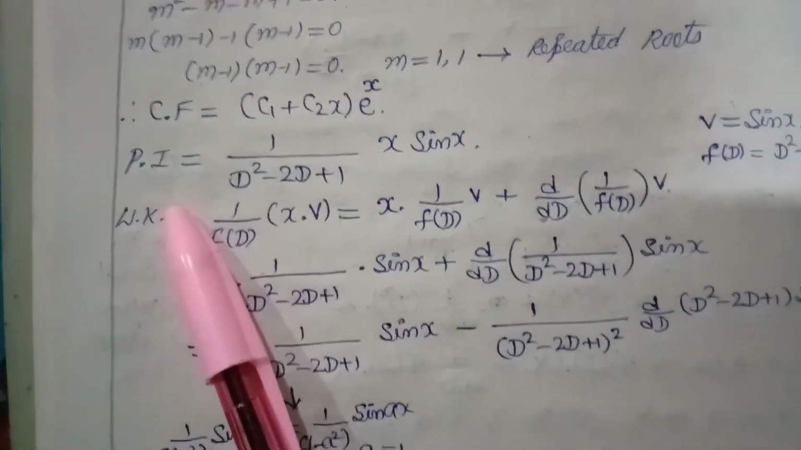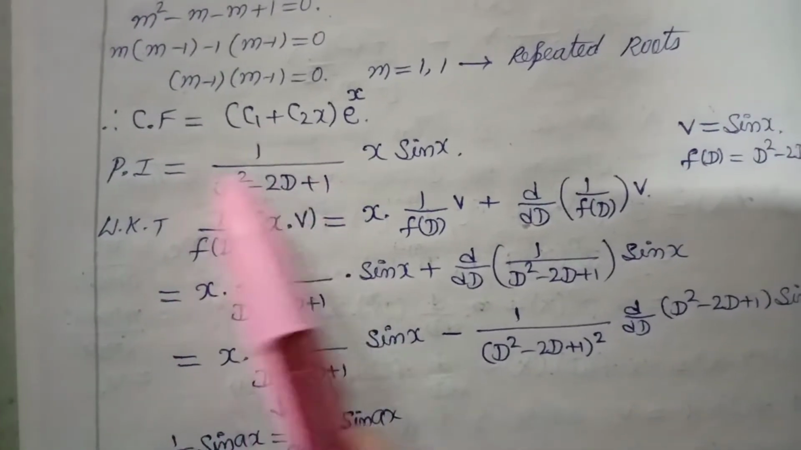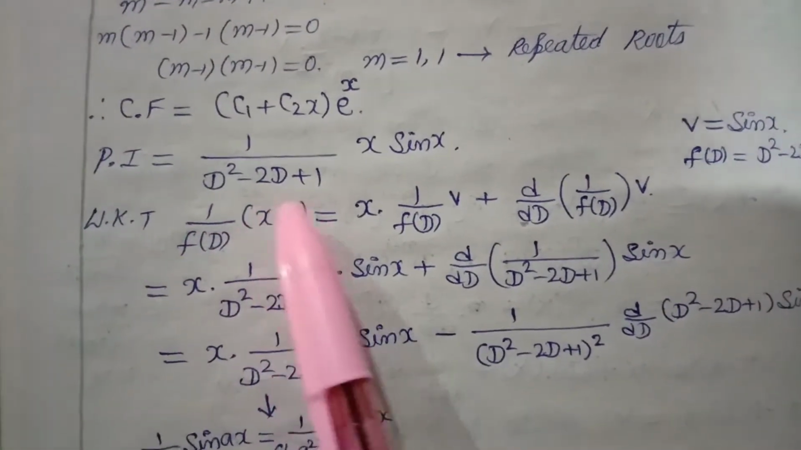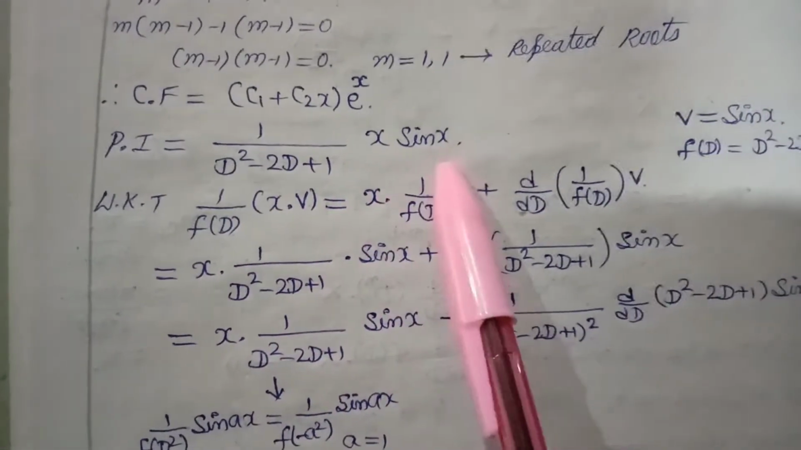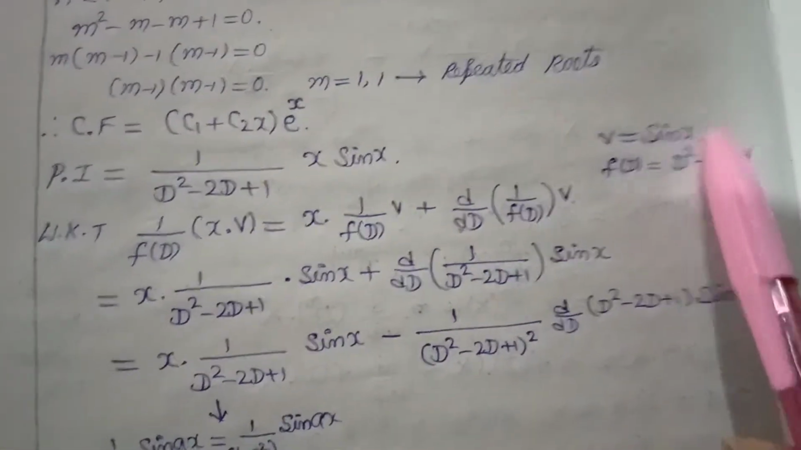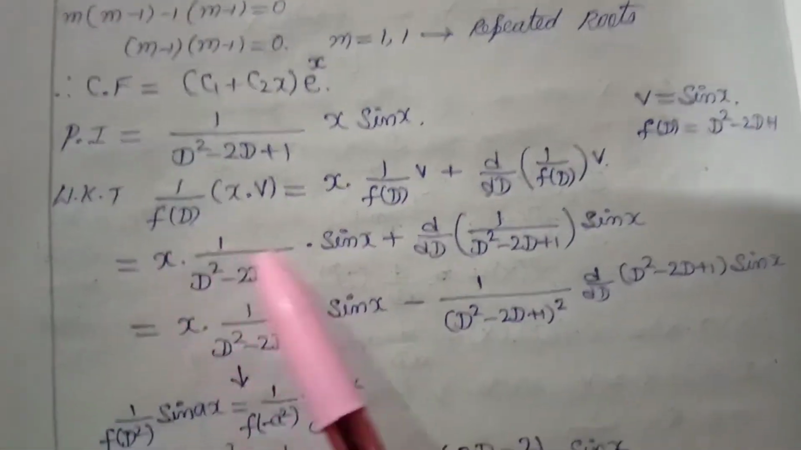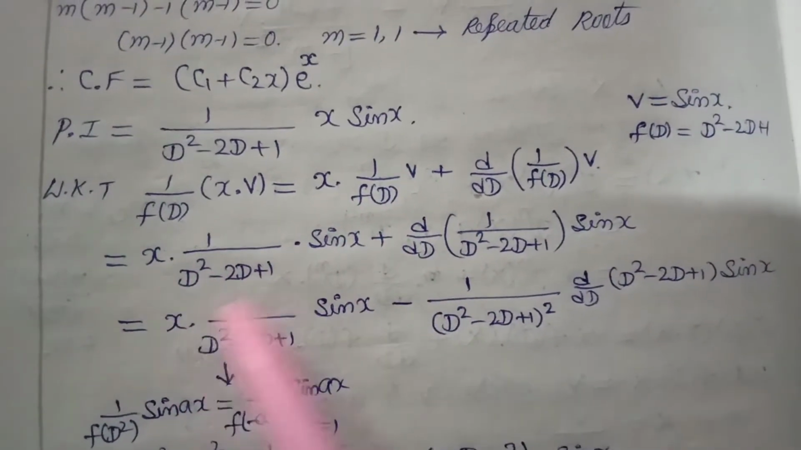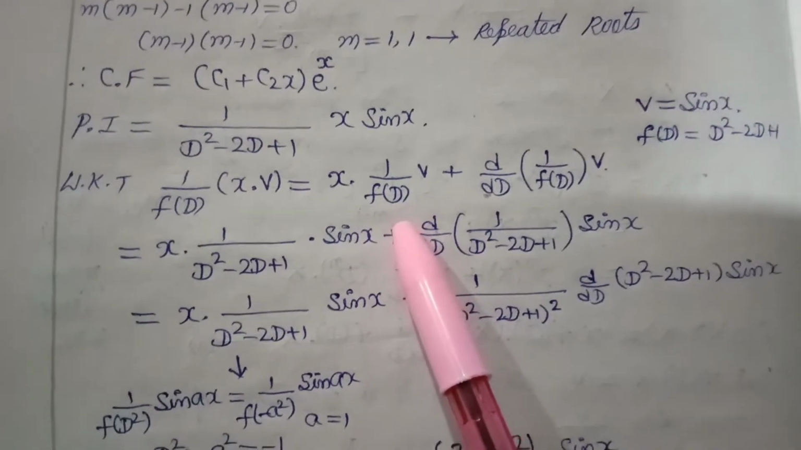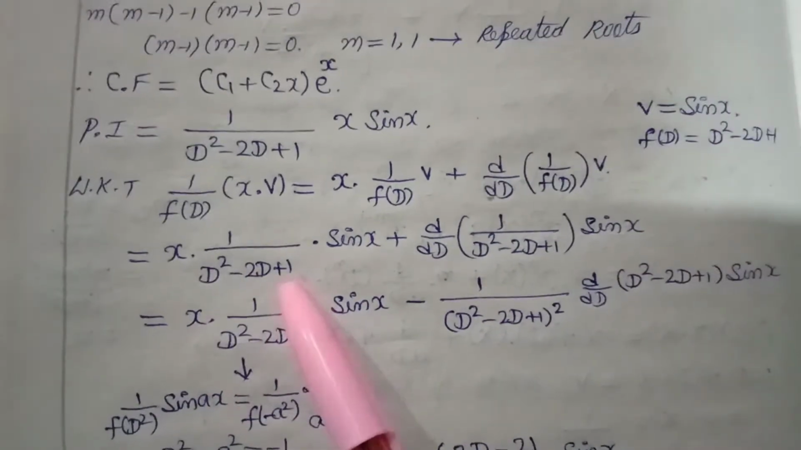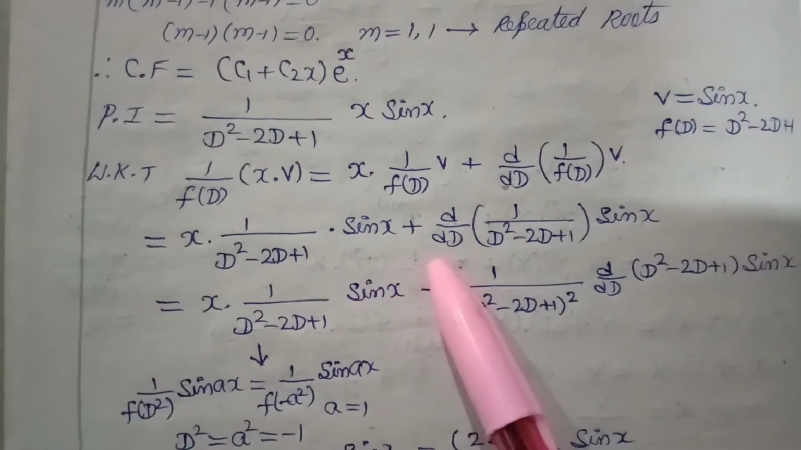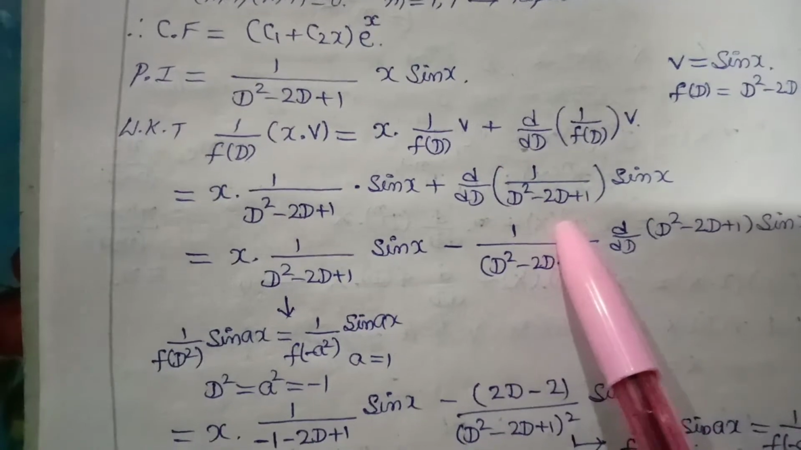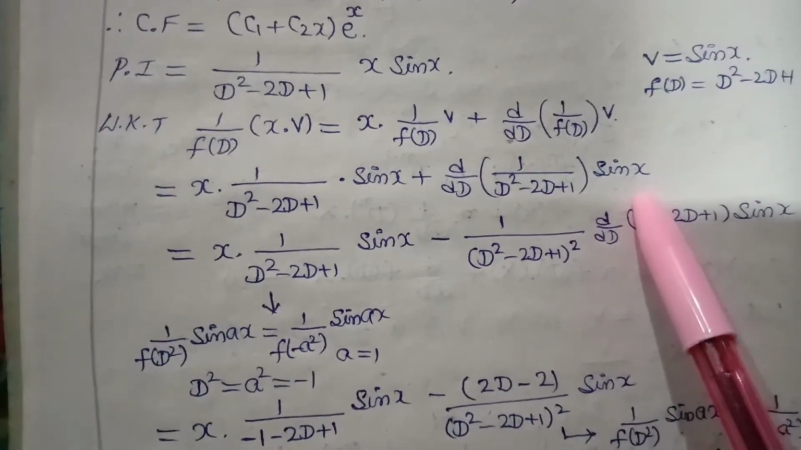Now let's find particular integral. Now this is of the form 1 by f of D. Now f of D in the problem is D square minus 2D plus 1 into x into sin x. Now v is equal to sin x. Let's use the formula which we have just learnt. Now we will substitute based on this. So our right hand side is x into 1 by f of D, f of D is D square minus 2D plus 1, into v, v is sin x, plus d by dD of 1 by D square minus 2D plus 1 into sin x.